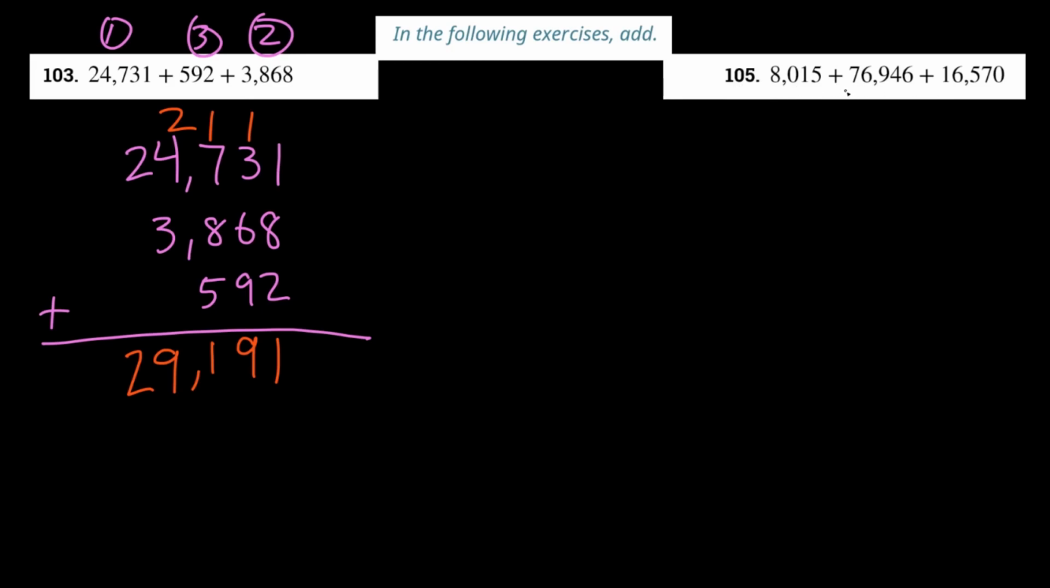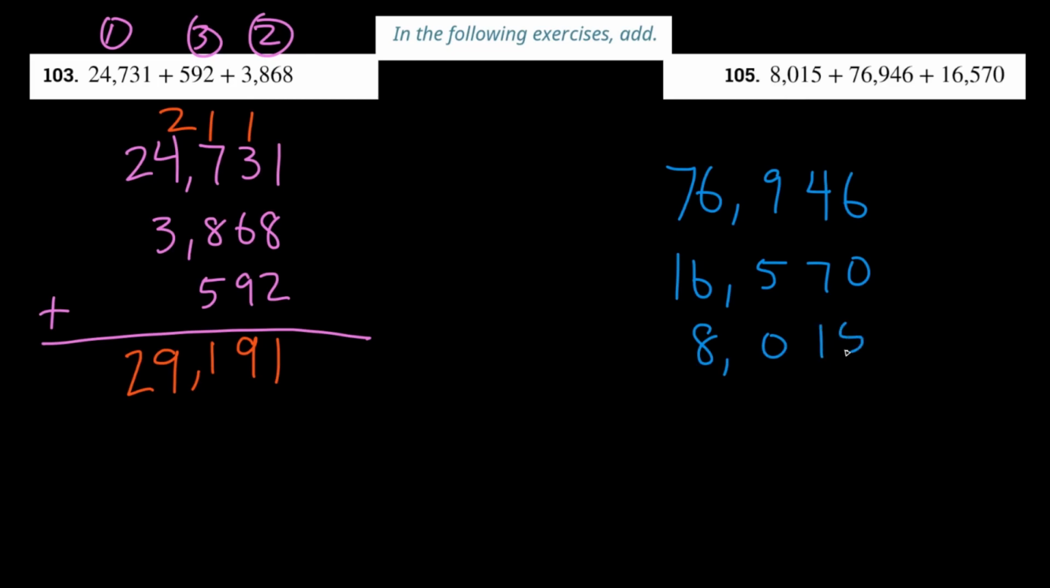And for 105, we see we have 3 addends here. And we'll do the same thing, and we'll find the largest number to write down first. We have 76,000 is our largest number. We'll start off by writing 76,946. Then we have 16,570 and 8,015.